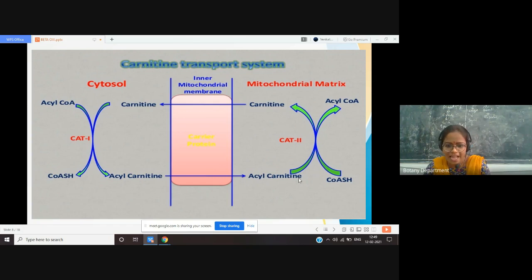This acyl carnitine, which is entering the mitochondrial matrix, again with the help of carnitine acyl transferase 2, is getting converted to carnitine, and this carnitine is going to the cytosol, and this process will continue. But here we have to focus on acyl CoA getting converted to acyl carnitine with the help of CAT1, carnitine acyl transferase 1, and then entering the mitochondrial matrix. So this whole thing is known as the carnitine transport system.